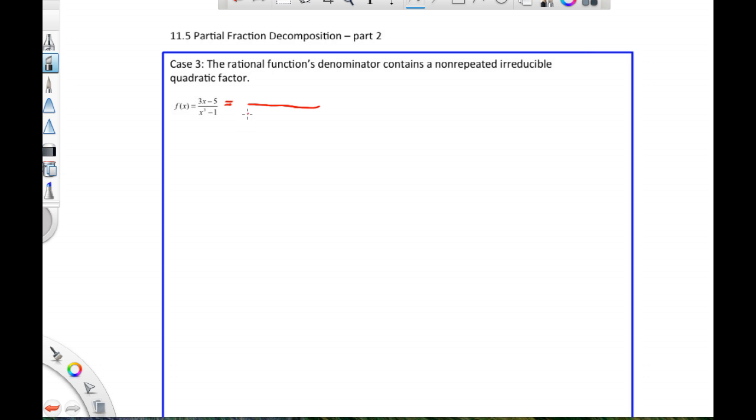So x cubed minus 1 is a cube pattern, so that comes from x minus 1 times x squared plus x plus 1. And the top is 3x minus 5. The first part you should be familiar with. Since it splits this way, x minus 1 could be a factor, and x squared plus x plus 1 could be a denominator as well.